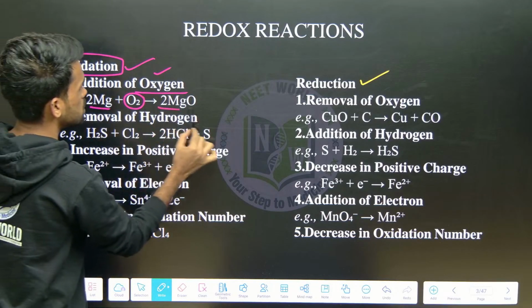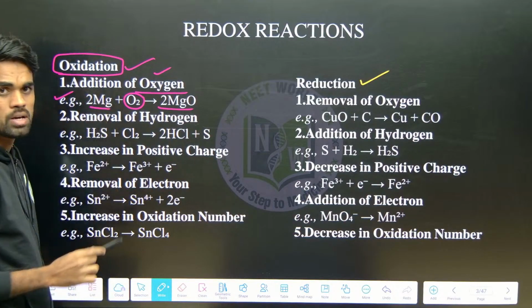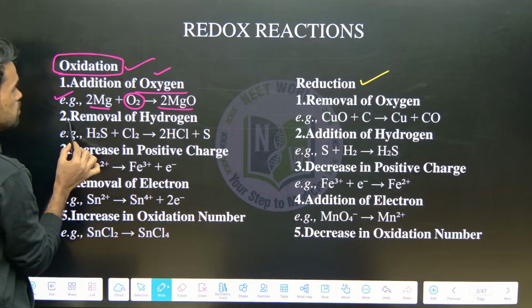So what happens, it is forming magnesium oxide. So this is an oxidation reaction, addition of oxygen. Next, removal of hydrogen.